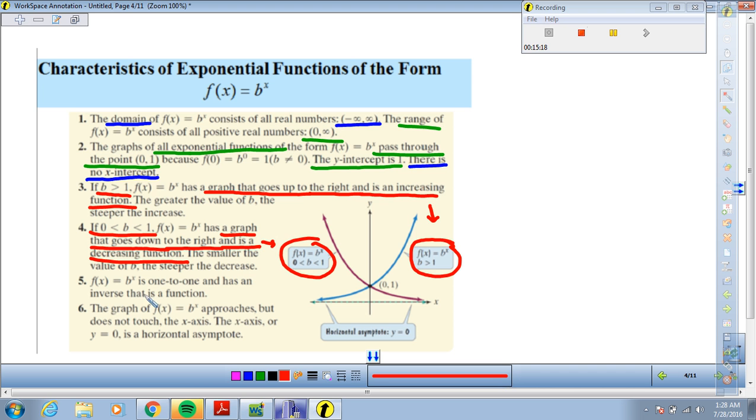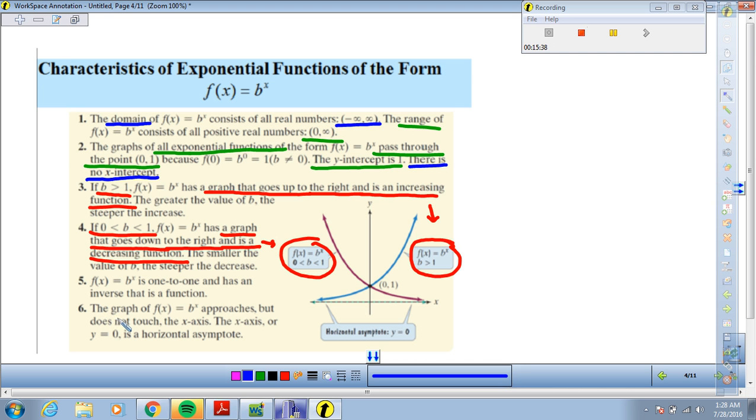Number 5 says, this is just a fact, but you don't really need to know this. It says that we already learned in a previous section what a one-to-one function is. Any exponential function is a one-to-one function all the time, and it has an inverse function. Any exponential function will have an inverse. We'll talk about those later.